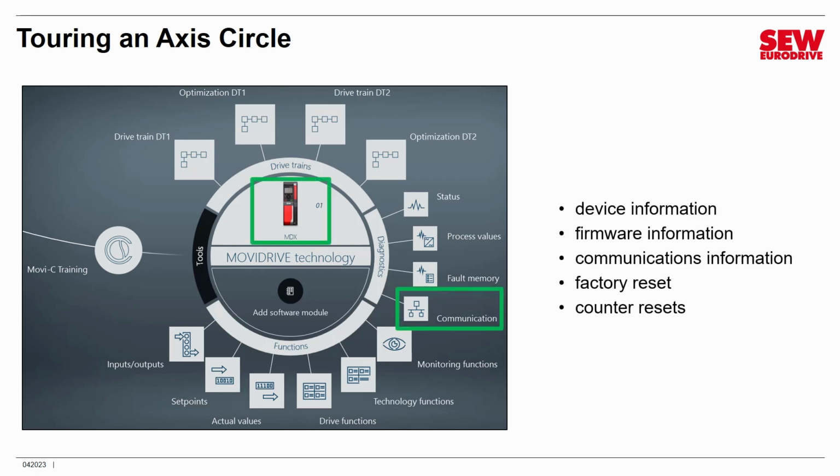If you click the center or the communications shortcut, this allows you to deal with the device itself to get information about it, firmware information, which you might need if you're seeking technical support over the phone. You can find out about setting up the communications. You can reset the VFD back to a delivery state, sort of like what it's like when it comes out of the box brand new. And you can reset some of the counters that are in there that keep track of information that the VFD needs.